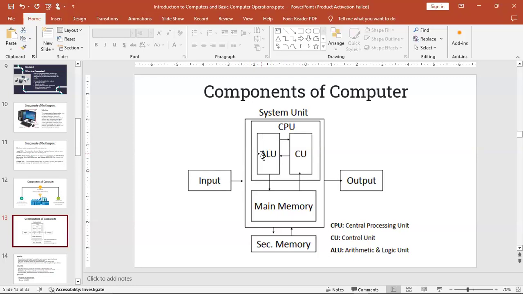So after the CPU and the main memory have done their stuff, they send us the processed data, which is now information, through the output unit.